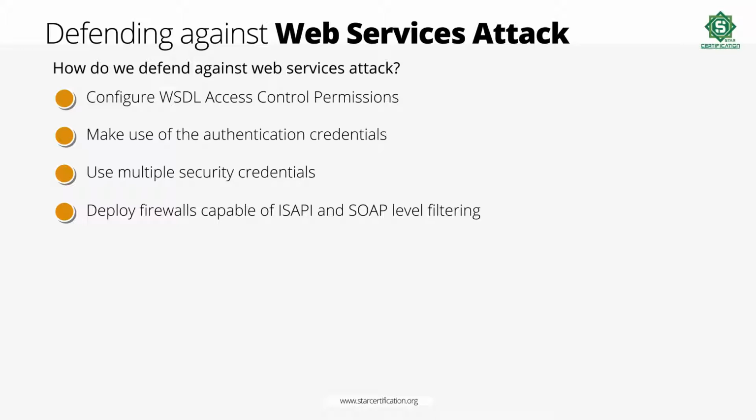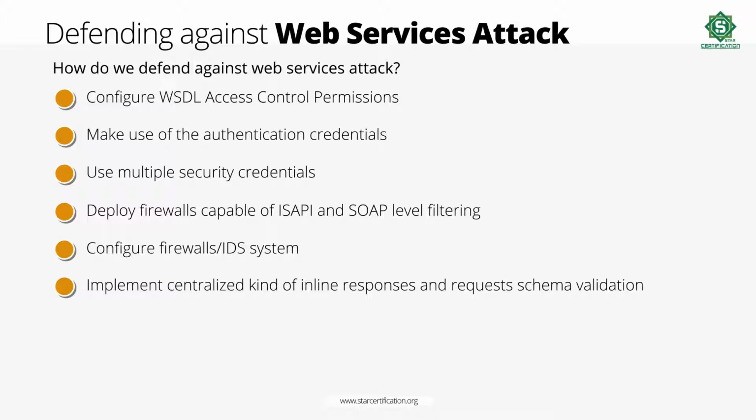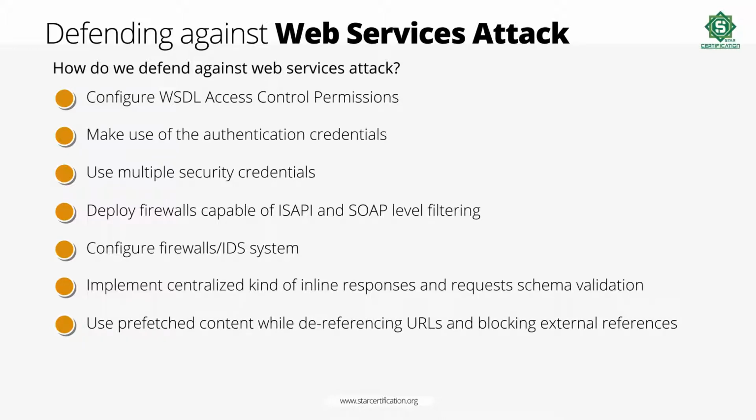and SOAP level filtering. Configure the firewall's IDS system for signature detection and web services anomaly. Configure IDS systems or firewalls for filtering improper XML and SOAP syntax. Implement centralized inline response and request schema validation. Use prefetched content while dereferencing URLs and block external references, and update and maintain the XML schemas of the secure repository.